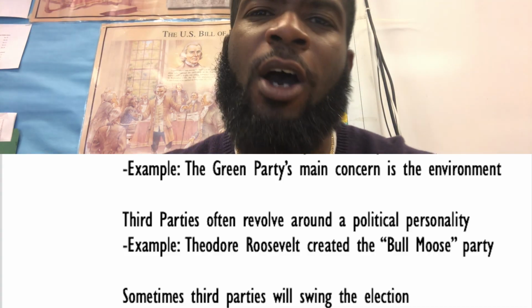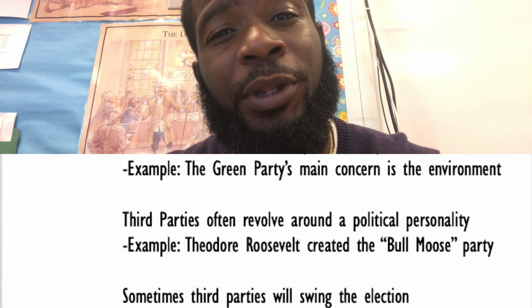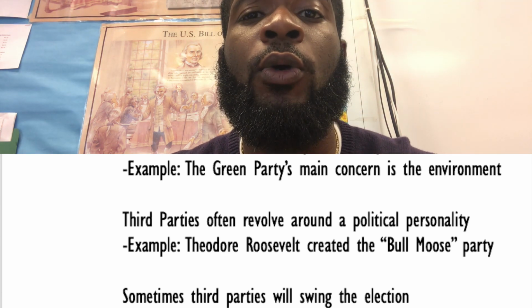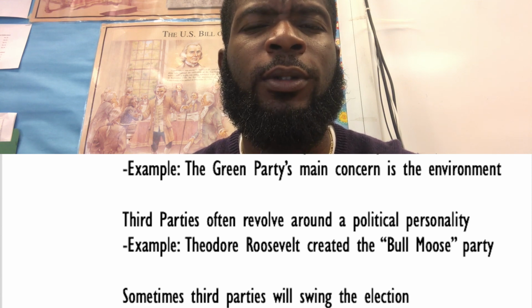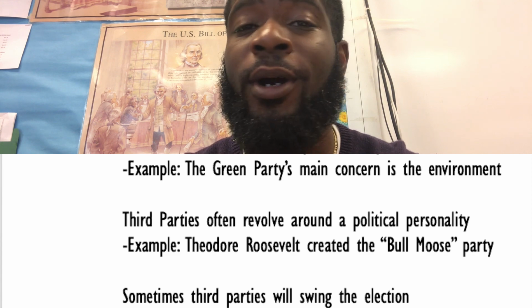I want you to understand the ideas of third parties and how those views are somewhat similar, yet they have many different ideas and viewpoints also. And the last thing about third parties is that they often evolve around a political personality. For example, Theodore Roosevelt was known as the big bull, so he called his third party the Bull Moose Party.